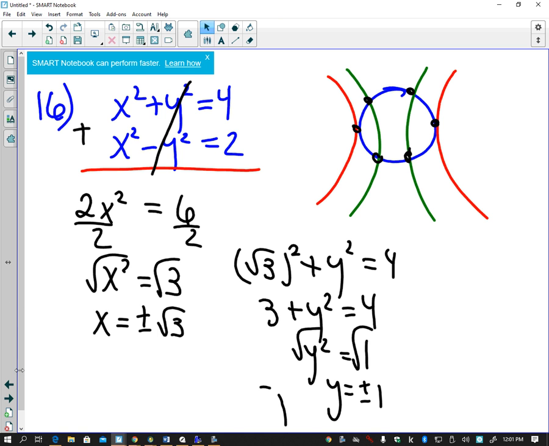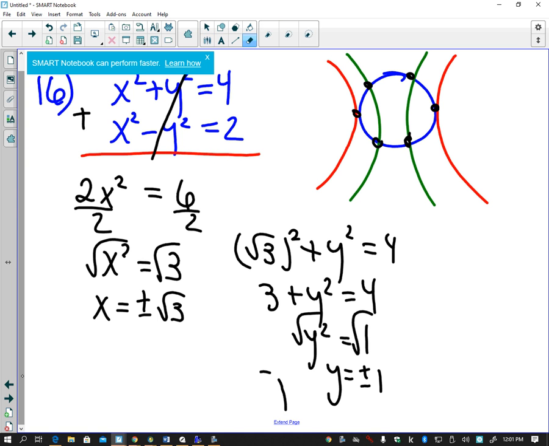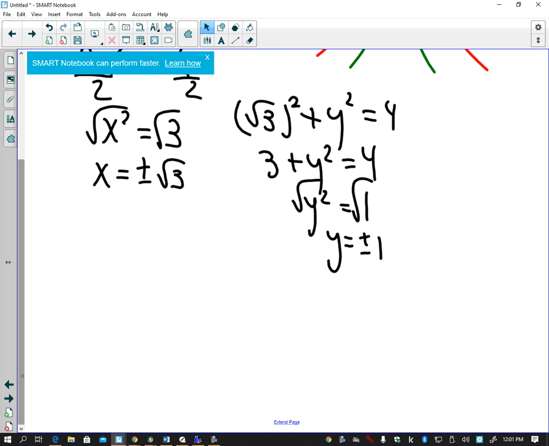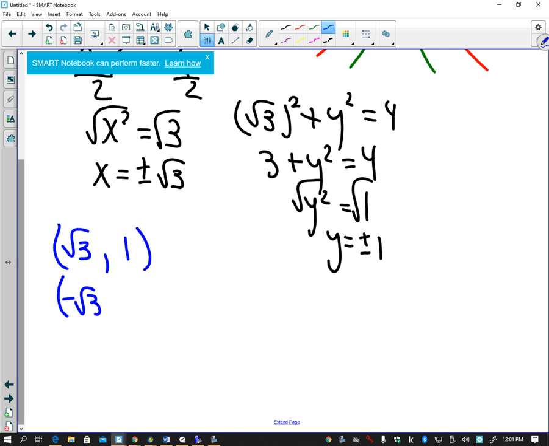Okay, which gets me 4 available solutions. Should be anyway. Let me come back to my answer here. So I've got a positive radical 3 to go with a positive 1. I've got a negative radical 3 to go with a negative 1. I've got a positive radical 3 to go with a negative 1. And a negative radical 3 to go with a positive 1. There should just basically be every combination of x's and y's available there. Questions on 16?